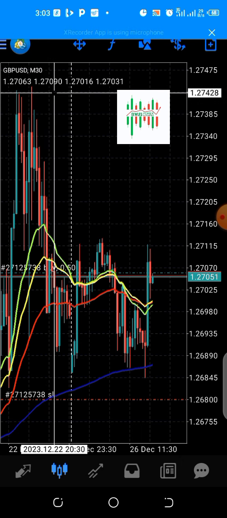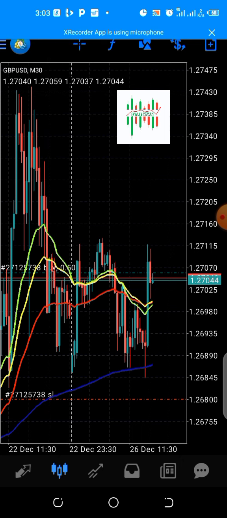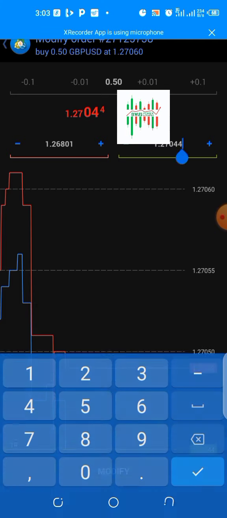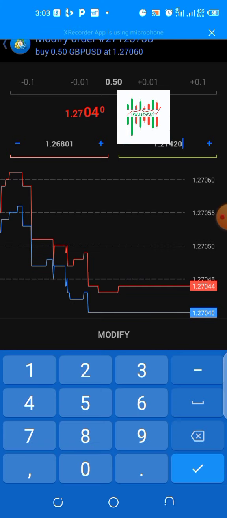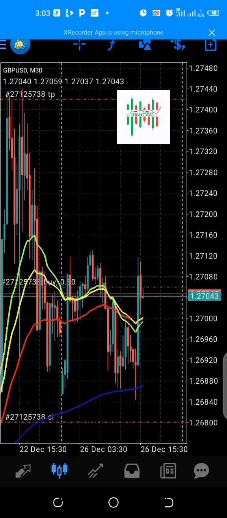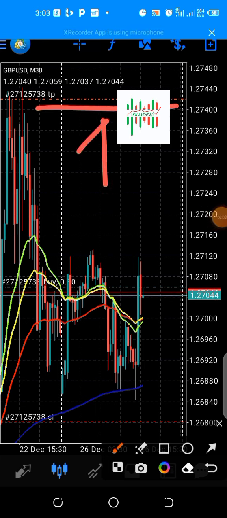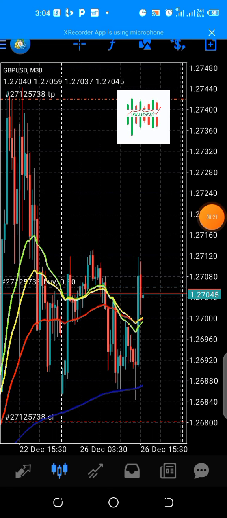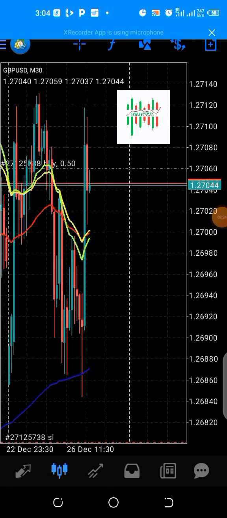1.26400. Let me just leave it at 420. Okay, so 1.27, sorry, 420. Can you see it? This is my stop loss, sorry, this is my take profit, and here is my stop loss. Simple and short. You've successfully entered this market and we're expecting it to run. Okay, so that is that for a buy on how to take a buy position with ease.